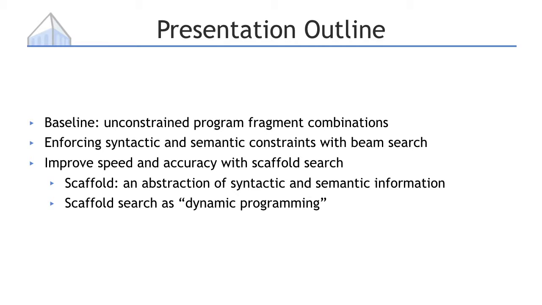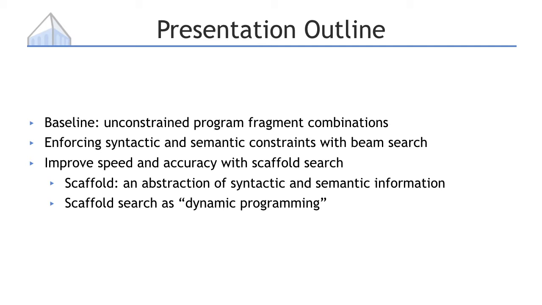In this presentation, we introduce a method to search for high-quality programs by combining program fragments under syntactic and semantic constraints. We start with a simple baseline and gradually add components to it to reach the final version of our method. As a warm-up, we first describe the baseline that generates and combines program fragments independently from each line without constraints. Then we discuss the syntactic and semantic constraints we will impose when we combine program fragments, and we use beam search to find such combinations. At last, we propose scaffold search to improve speed and accuracy.